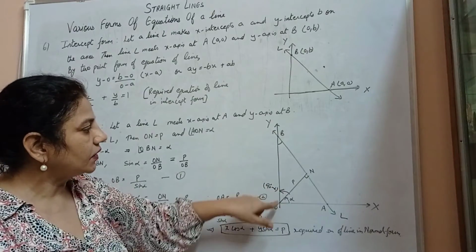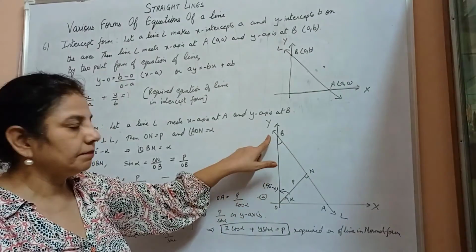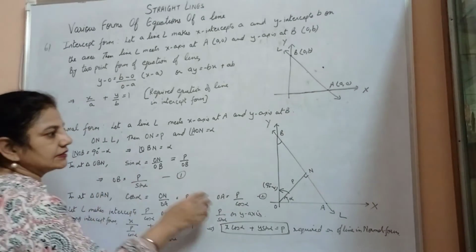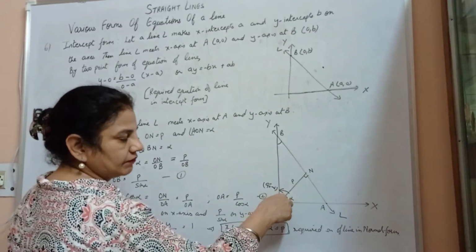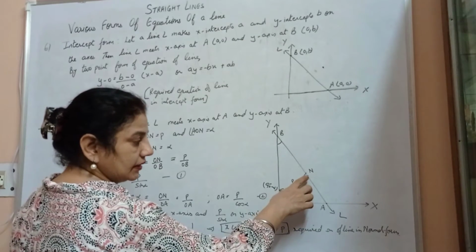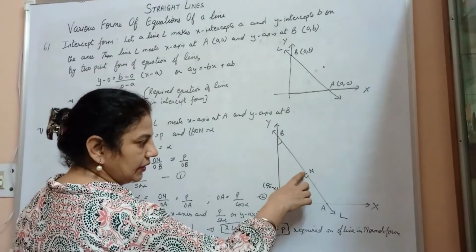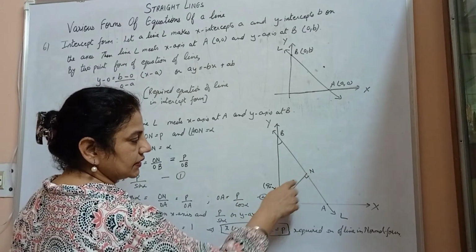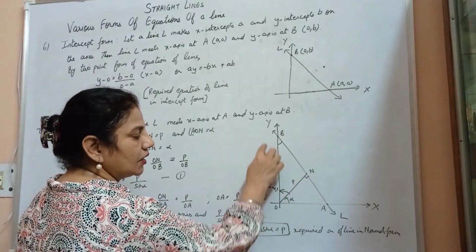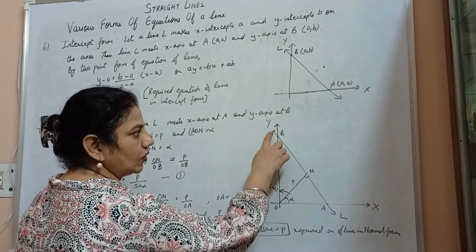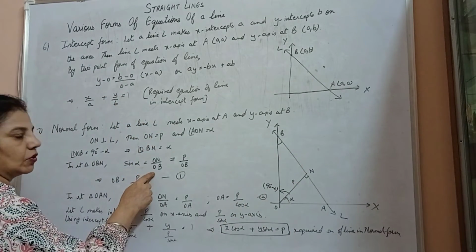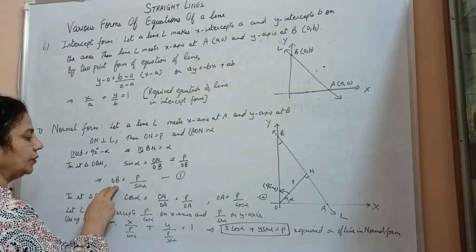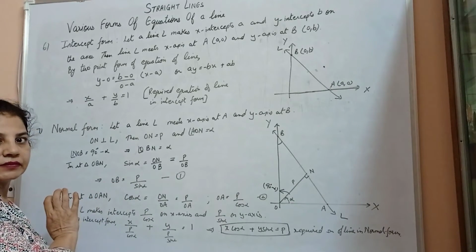Now in triangle ONB, what will we get? In triangle OBN, sine alpha gives us the value as perpendicular upon hypotenuse. In this triangle, ON is the perpendicular upon the hypotenuse OB. So we get ON upon OB, that means P upon OB. Therefore, we get OB as P upon sine alpha.